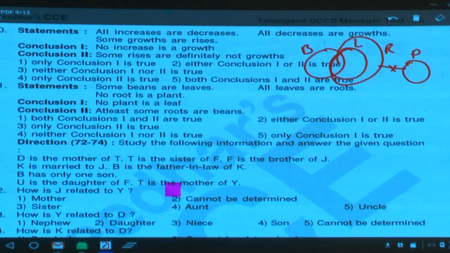With the help of this basic diagram, first conclusion, no plant is a leaf. True or false? No plant is a leaf is definitely true. And second one, some roots are beans, is also true. Now both the conclusions are true. Between these two, the first one is a negative conclusion which is true. Hence we need to prove its alternate diagram. Tell me what is the complementary pair to this one? No plant is leaf means now we need to prove some of the plants are leaves. Some plants are leaves means plant and leaf should be intersected.